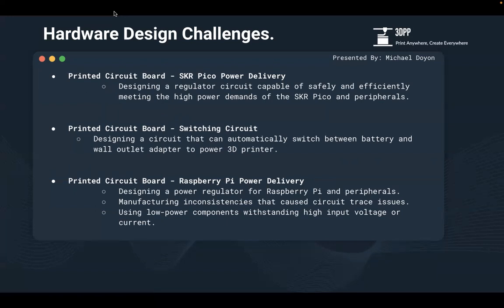So it's to find an efficient and smart way to switch between those two. Also, for the Raspberry Pi portion of the system, we needed to design a power regulator for the Raspberry Pi and peripherals, since it needed a certain amount of current for the peripherals that we attached. We also ran into some manufacturing inconsistencies when we ordered the boards, such as missing traces and some components not outlined as they should be, so we had to manually go in and fix them. Another challenge was finding low power components that could withstand high input voltage or current.